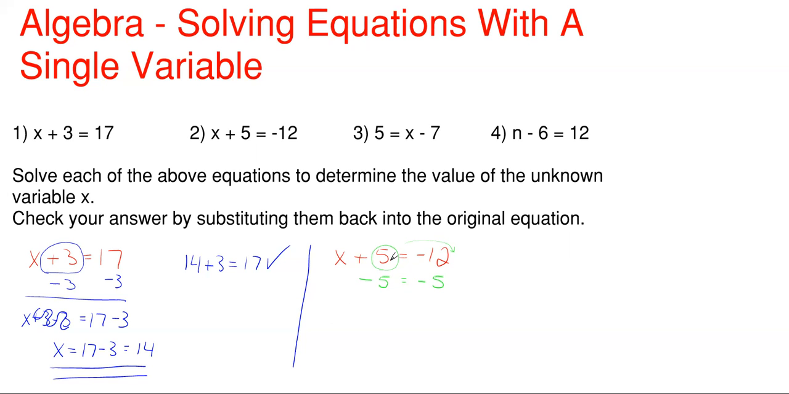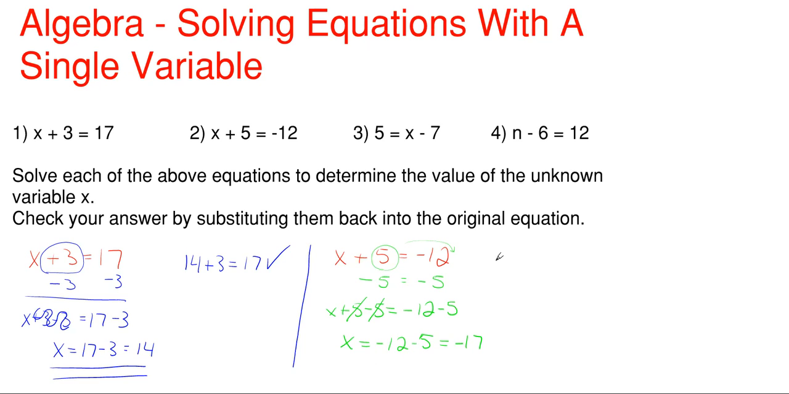So we would have x plus 5 as the original, minus 5 from the left-hand side, and then we have minus 12 minus 5 from the right-hand side. So these two 5s will cancel, plus and minus, they equal 0. And then we would have x is equal to minus 12 minus 5. And minus 12 minus 5 gives us minus 17.